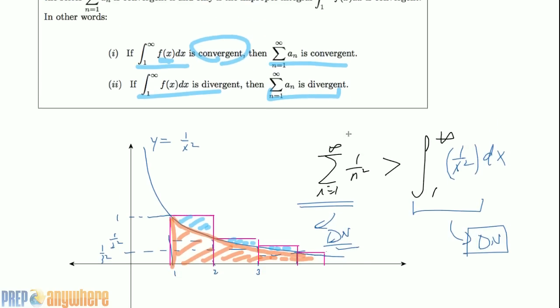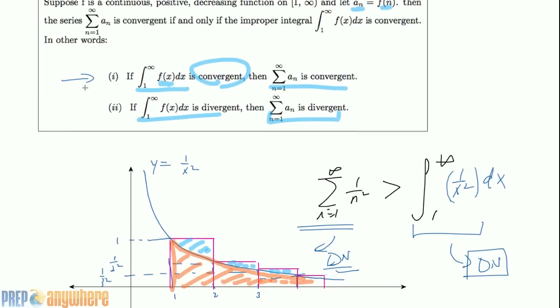So these are two very important theorems in determining if a particular infinite series is converging or not. If the equivalent integral is convergent, the sum is also convergent. If the equivalent integral is divergent, the sum is also divergent.